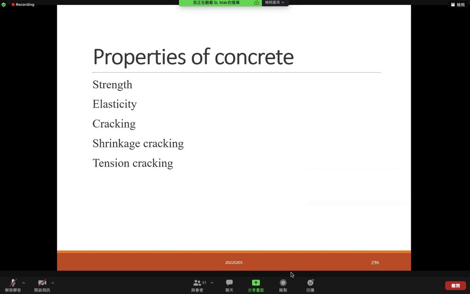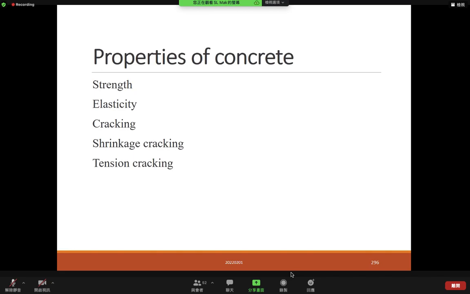What is the property of concrete? Concrete can provide high compressive strength, but is weak in tensile strength. That is why we say it has poor elasticity. And improper mixture and improper composition will cause surface cracks.